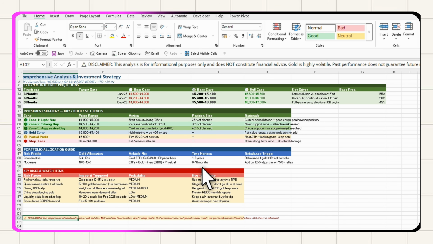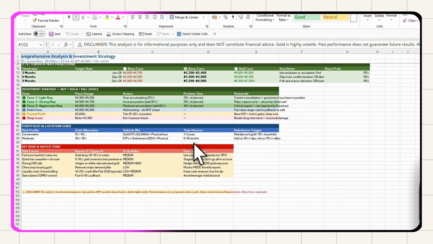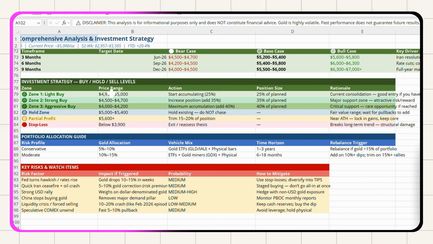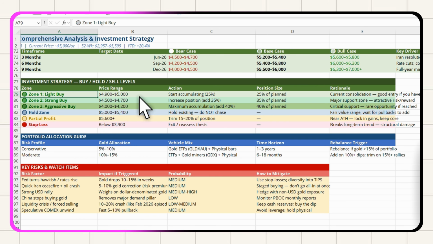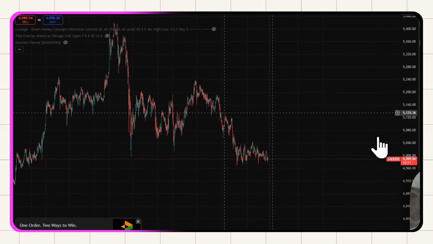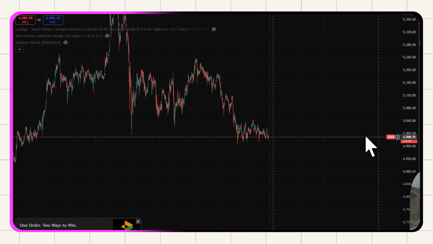I'm not going to go too much into details here. That's up to you to play around. But you can, if you just look at the levels here, right? Zone 1, light buy, right? So around 4,900. Currently it's trending on. So if I just look at the charts that we have here, currently around 4,900-ish. Okay, so it's trending here, and start accumulating, right?